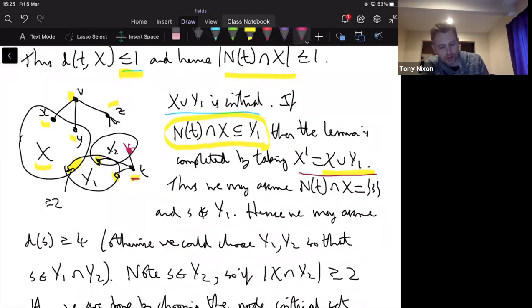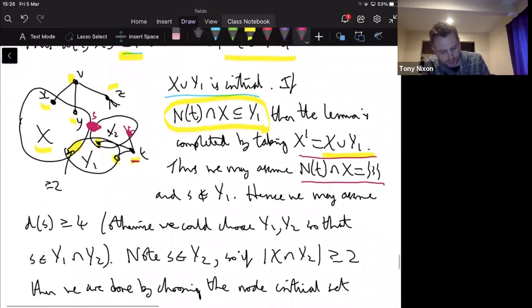Okay, so we know there's at most one neighbor of t in x. For now, assume that the neighbor set of t intersect x is s, and s is not in y1. So s is some vertex over here, let me make it a big vertex s, that's in y2 and in x. Okay.